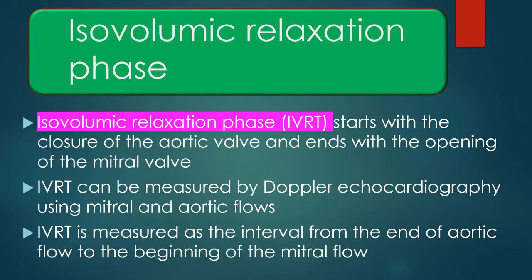Isovolumic relaxation phase starts with the closure of the aortic valve and ends with the opening of the mitral valve. IVRT can be measured by Doppler echocardiography using mitral and aortic flows. IVRT is measured as the interval from the end of the aortic flow to the beginning of the mitral flow.